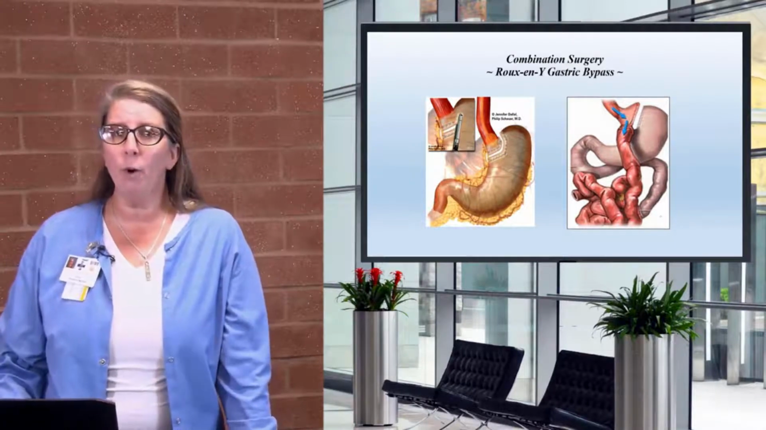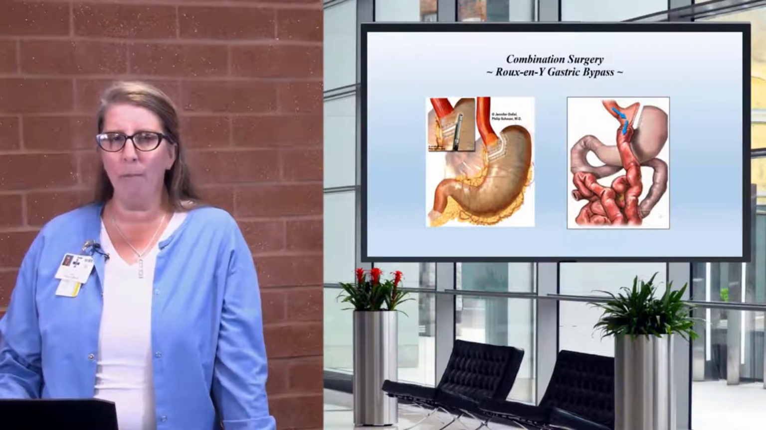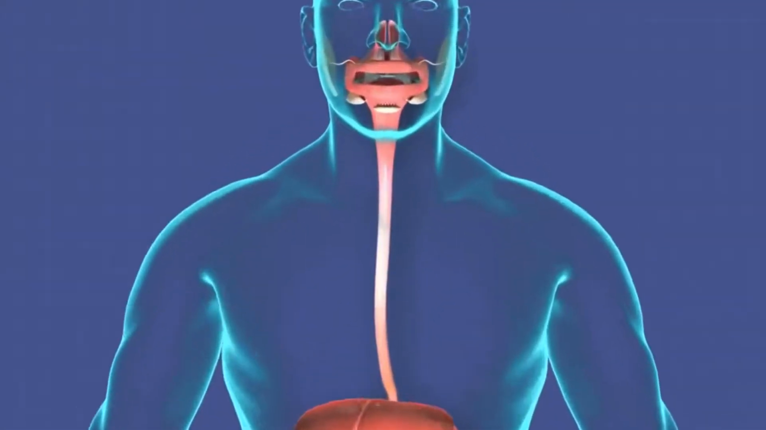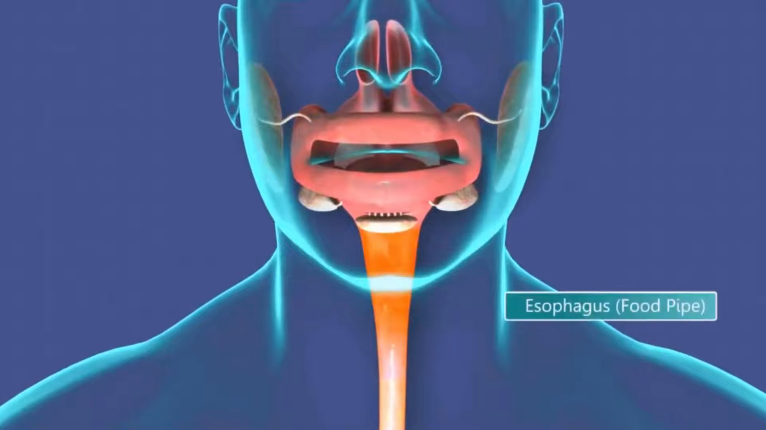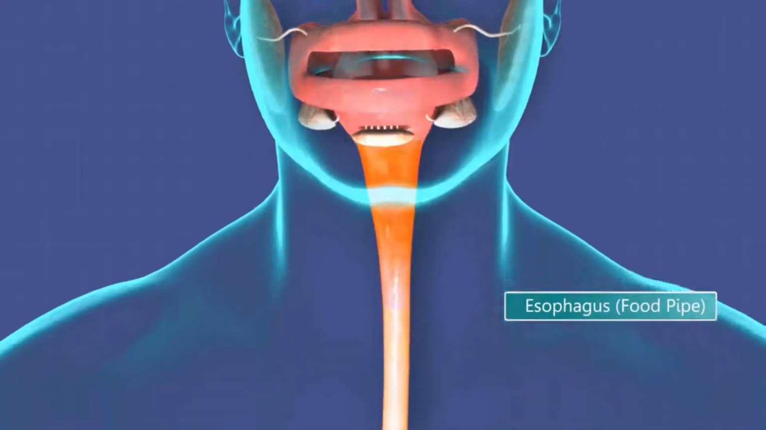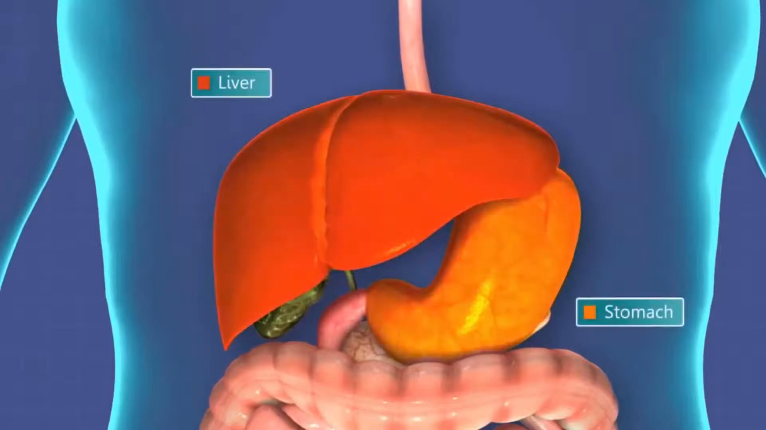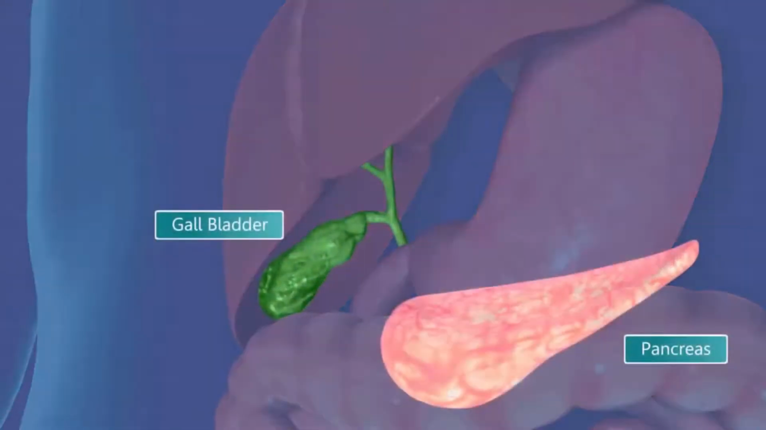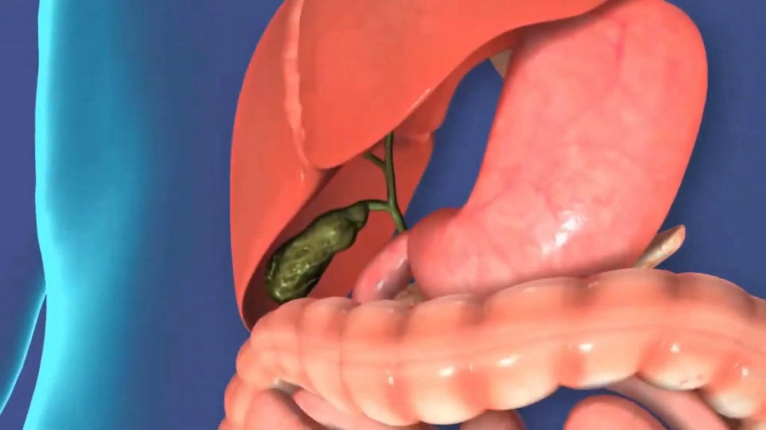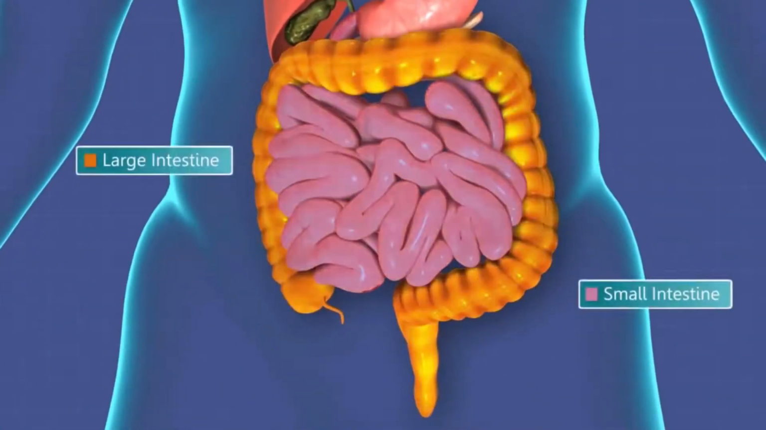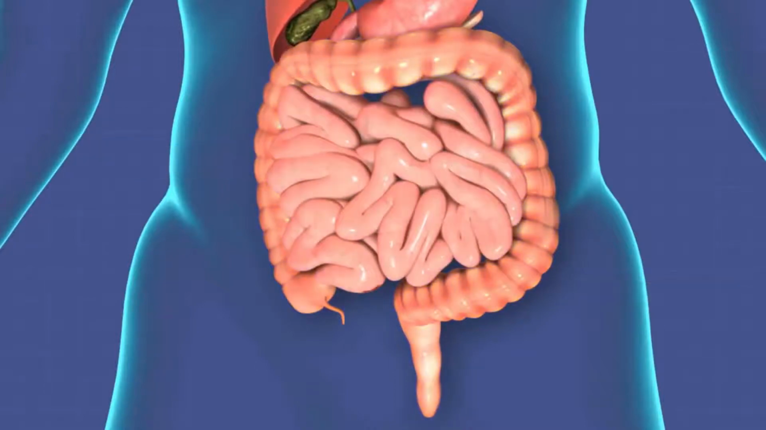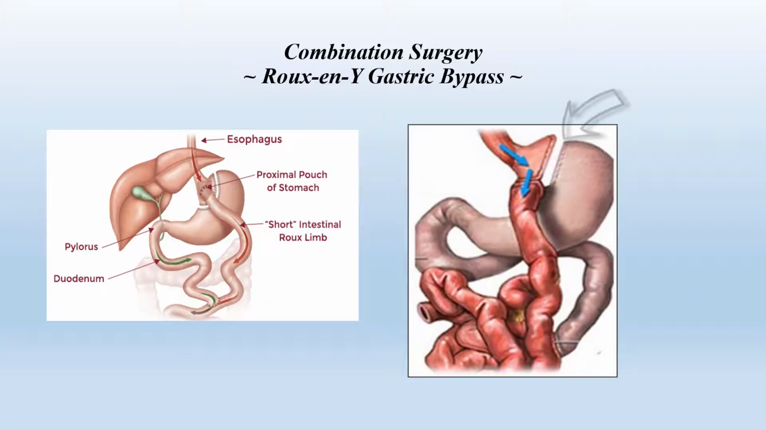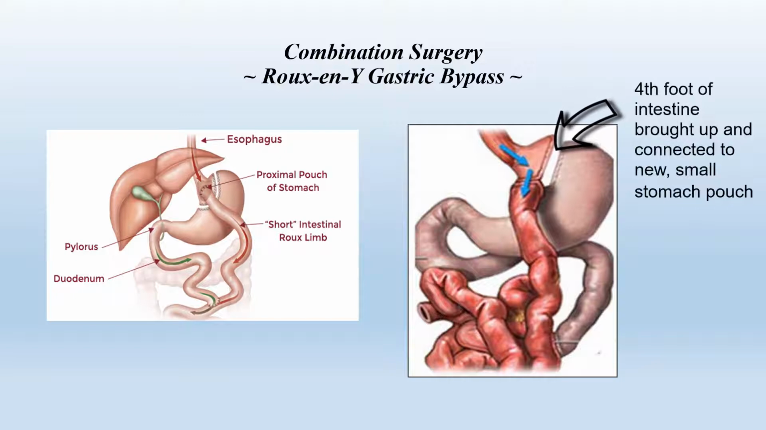So let's start at the S in the word bypass, and pretend that's our mouth. Let's say we eat something, we chew it, we swallow it, and then it goes into our stomach pouch. Right now, before we have bariatric surgery, food travels through our stomach and then goes through the first, second, and third foot of our small intestine. Once we have bariatric surgery, we're going to cut at about the third foot of our small intestine and bring the fourth foot of our intestine up and attach that to our new teeny tiny stomach pouch.